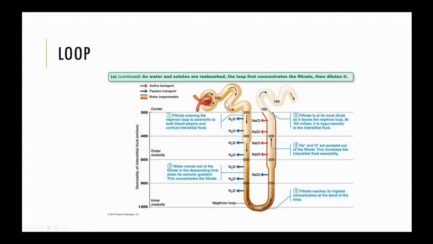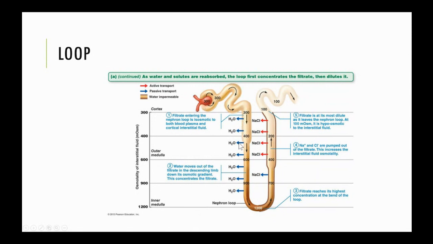So this filtrate enters this convoluted tubule, and it's isosmotic to both the blood plasma and the cortical interstitial fluid. So this is the cortex of the kidney, the outside. This is the medulla, the outer medulla, and then the inner medulla. So this is the outside of the kidney, middle, and then very middle. And here you can see that they're pretty similar in their osmolarity.